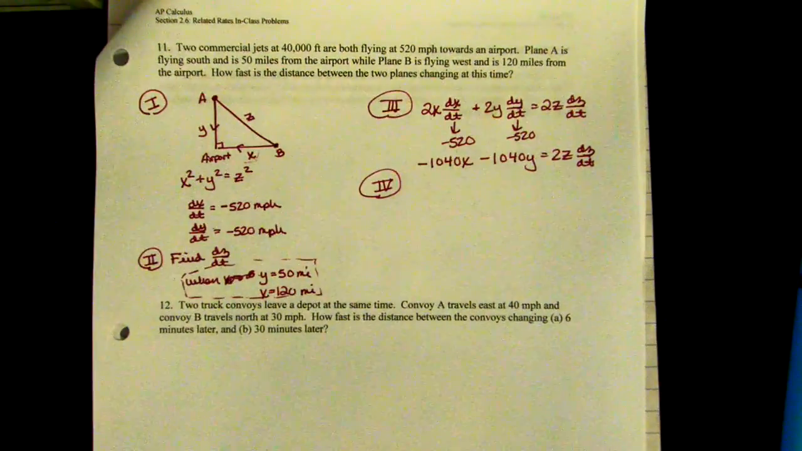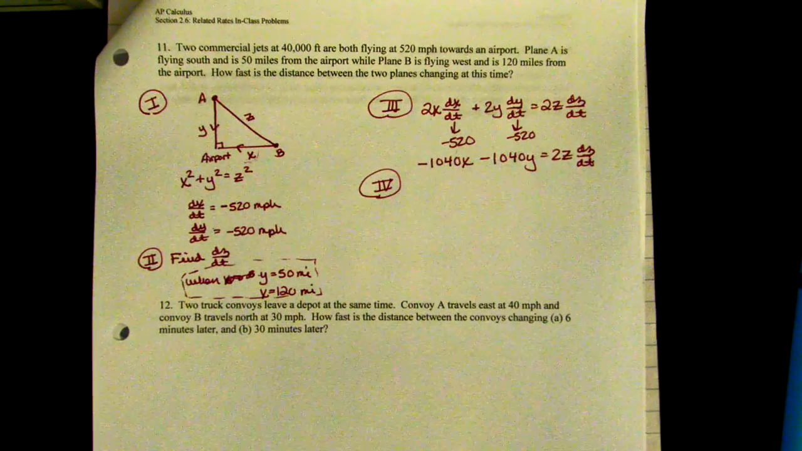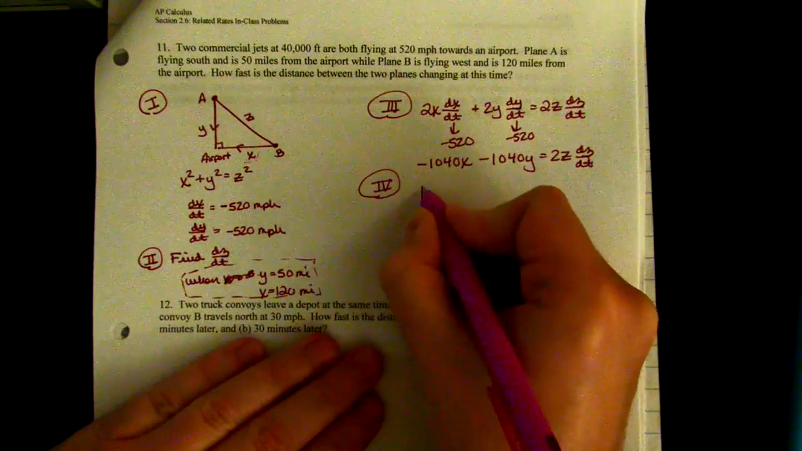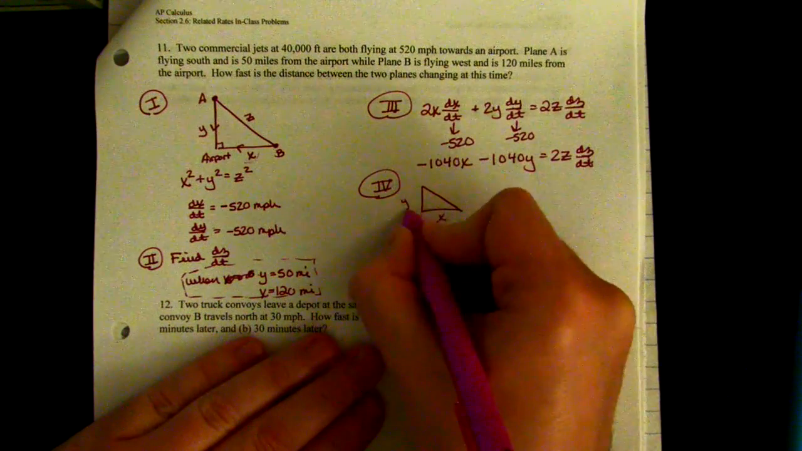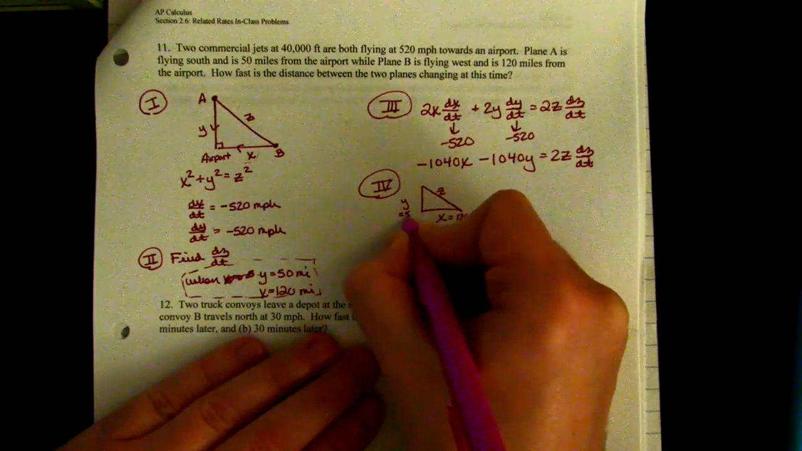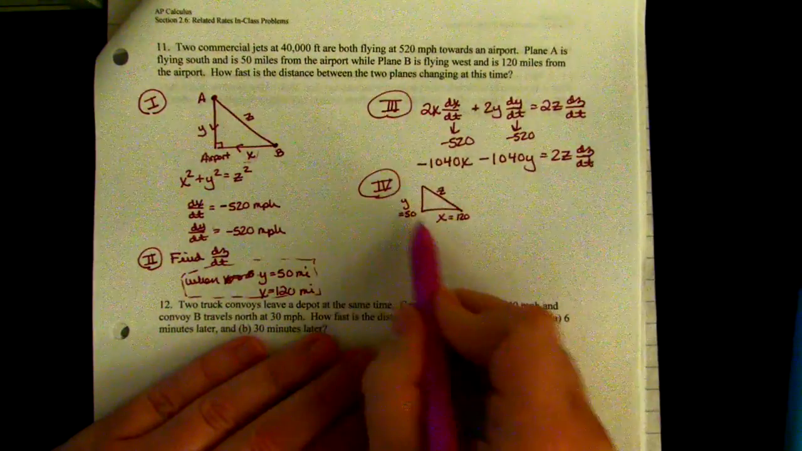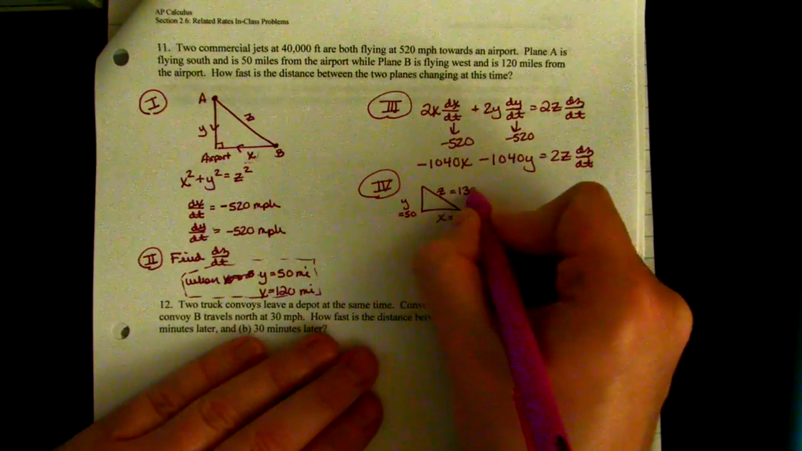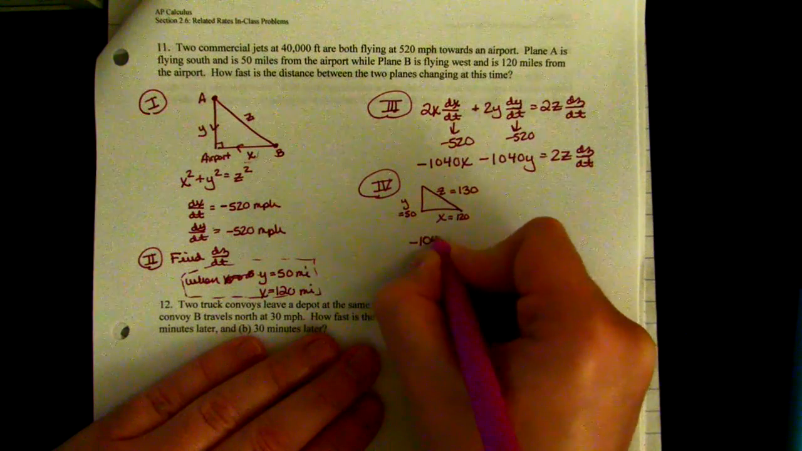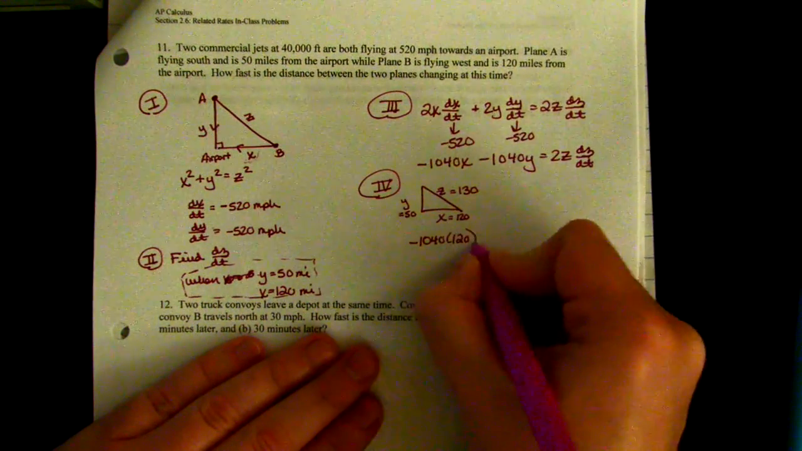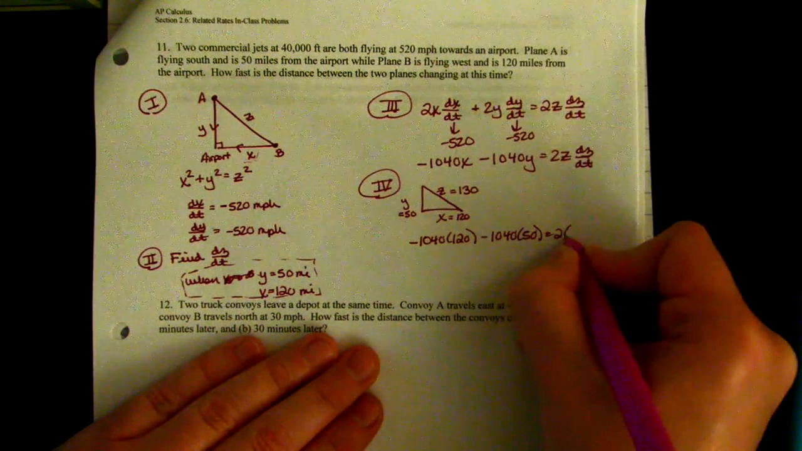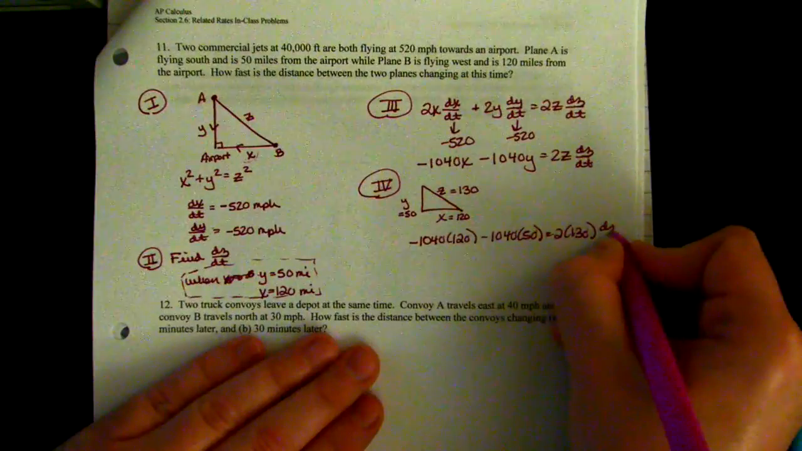Go do your part 4 and see if you can finish this problem off and send in your answer when you're done. So I know my x is 120, I know my y is 50. I could use Pythagorean theorem, but it's also a 5, 12, 13 right triangle, so that'll work over there. I'm going to fill in my values. Negative 1040 times 120 minus 1040 times 50 equals 2 times 130 dz/dt.